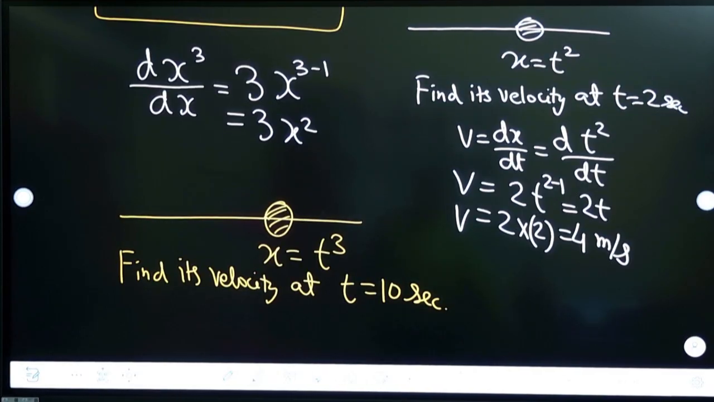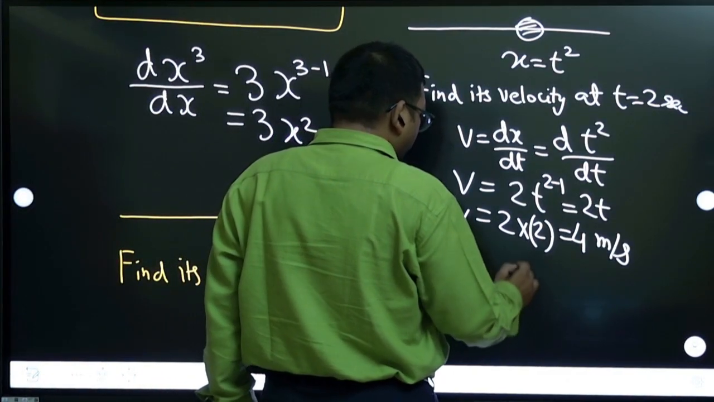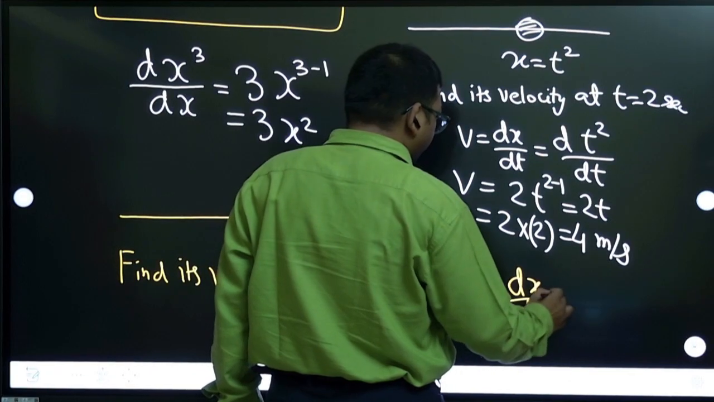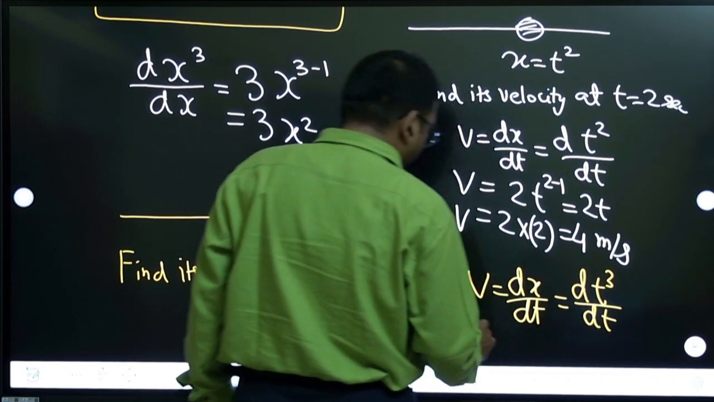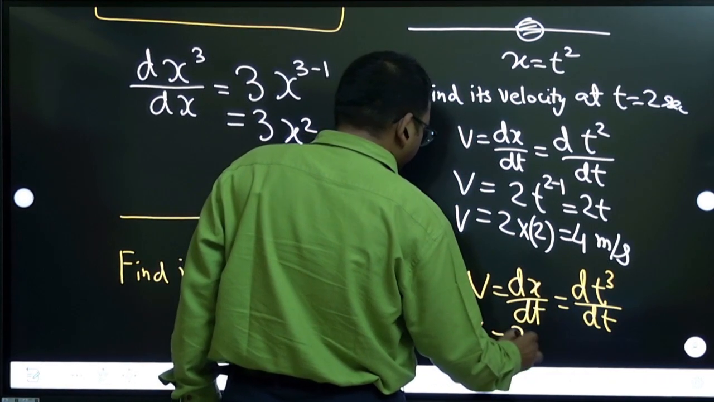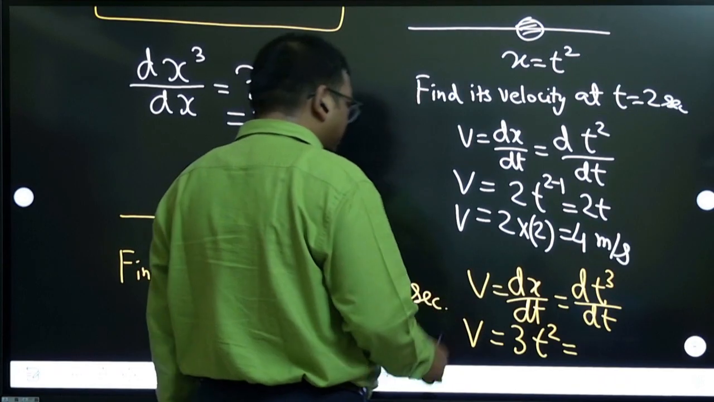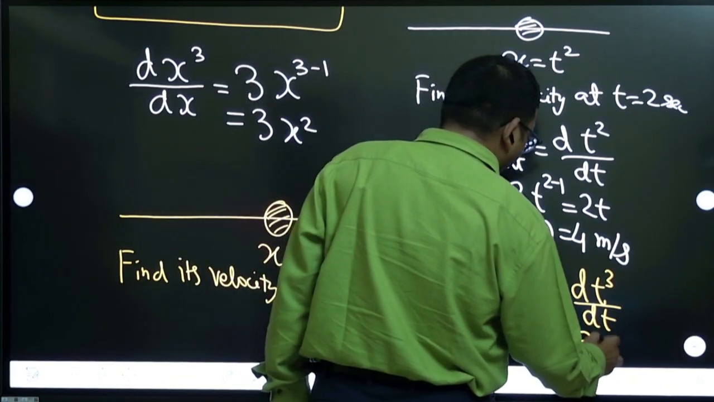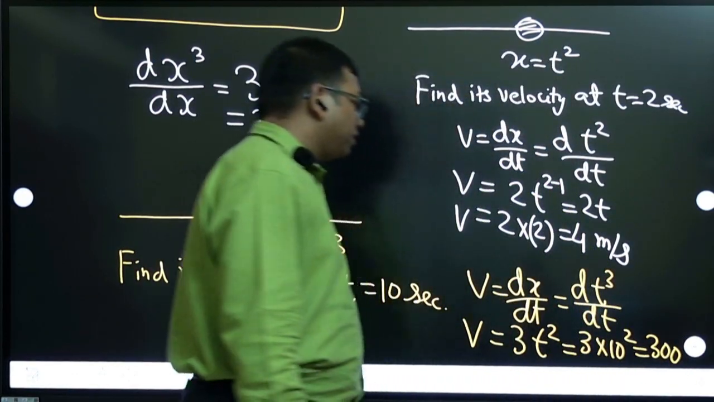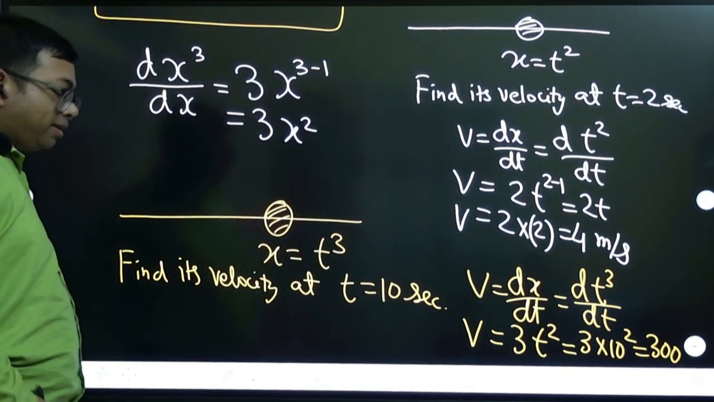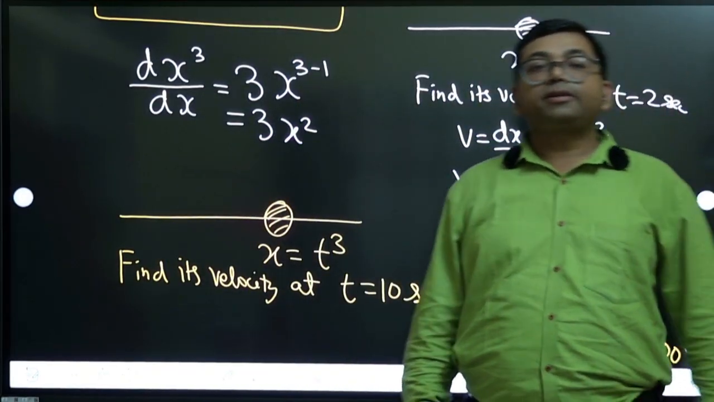300. Okay, let us check that. Velocity is equal to dx by dt, the differentiation of t cube with respect to t. So velocity becomes 3t square. Now at 10 seconds, 3 into 10 square is 300. Yes, correct, that's the right answer: 300 meter per second. Clear? I hope you understood this. Did you understand everything in today's class, right?